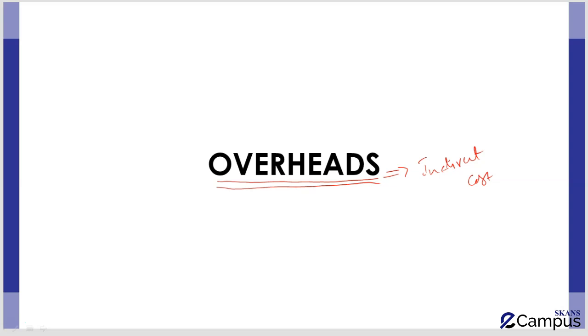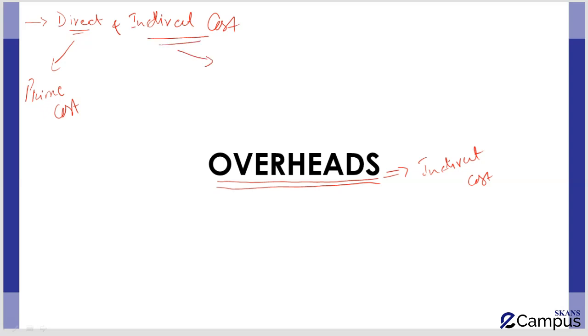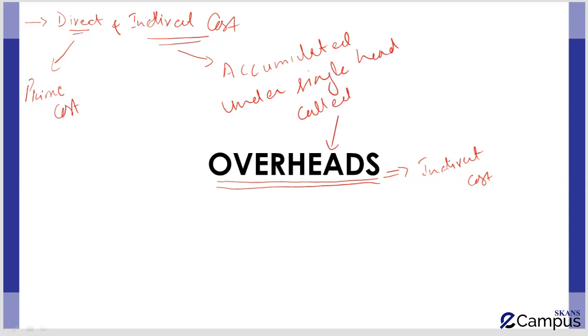As you guys remember, we have learned a cost classification of direct and indirect cost. There we said sum of all direct cost is called prime cost, whereas all indirect costs are accumulated under a single head called overheads. So overhead means indirect cost. It could be indirect material, indirect labor, or indirect expense.